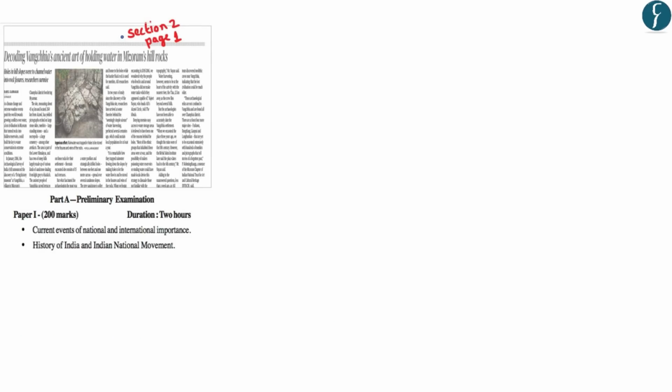The next article appears in section 2 of The Hindu newspaper on page number 1. The title of the article is Decoding Wangchia's Ancient Art of Holding Water in Mizoram's Hill Rocks. This article shall be important from the perspective of prelims under the subsection Cultural History of India.